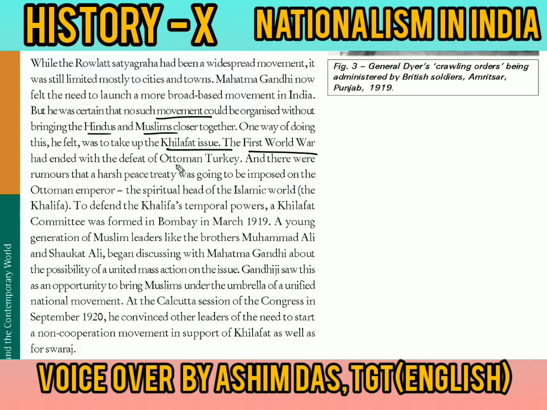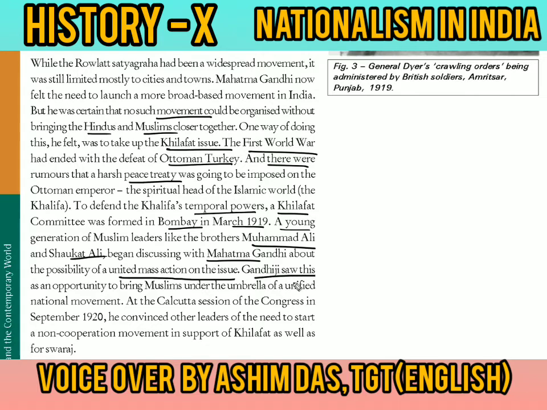And there were rumors that a harsh, very strict peace treaty was going to be imposed on the Ottoman Emperor. And the spiritual head of the Islamic world, known as Khalifa, decided that he should fight against the British. But he was not getting the support, so he asked for the support of the Muslims all over the world. To defend the Khalifa's temporal powers, a Khilafat committee was even formed in Bombay in March 1919, as a lot of the Muslim population lived in India also.